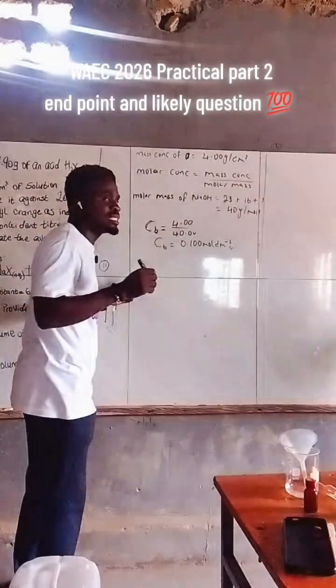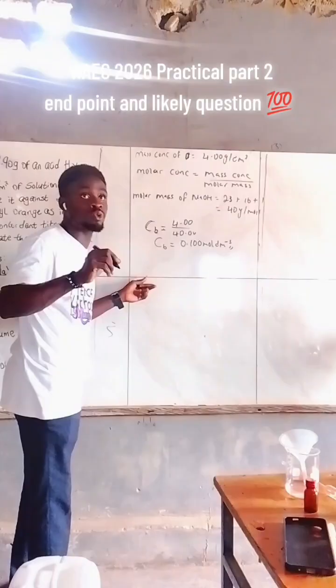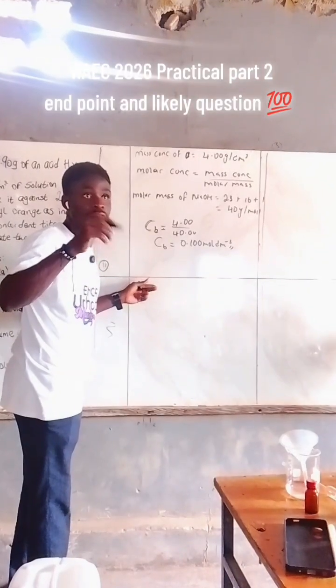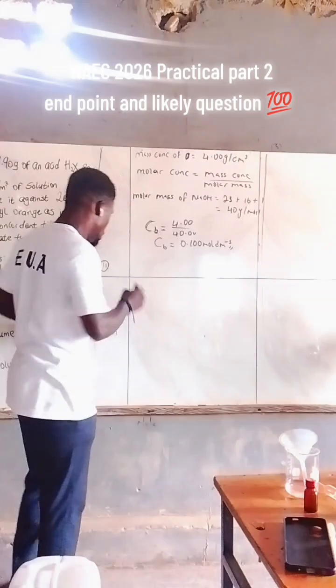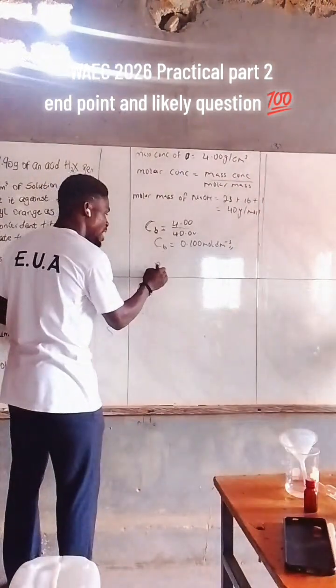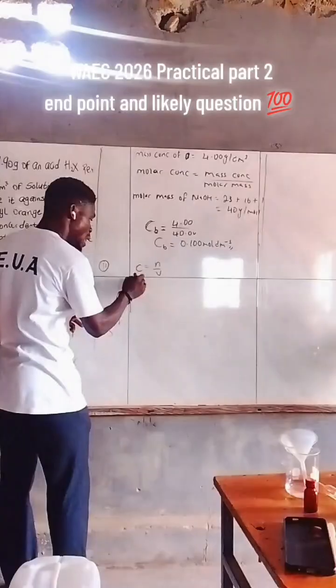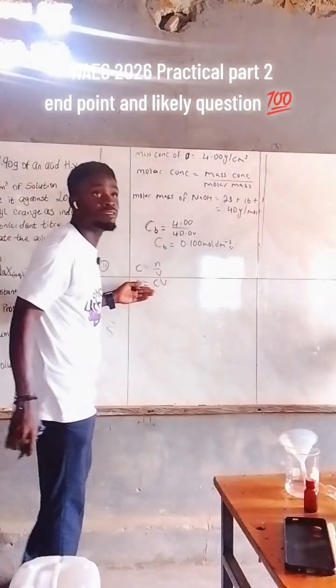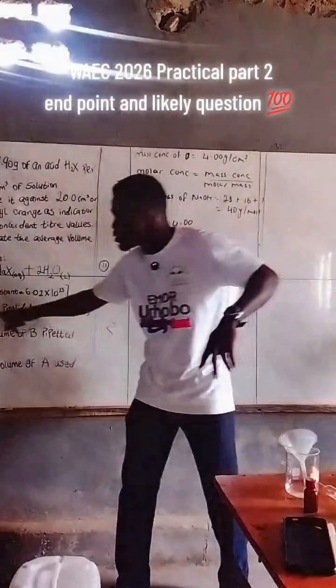Now, here is one formula. Molar concentration is what? Number of moles over volume. Mass concentration is mass over volume. So C is equal to N over V. Do you agree with me? Yes. I want to find the number of moles, so N will be C times V.